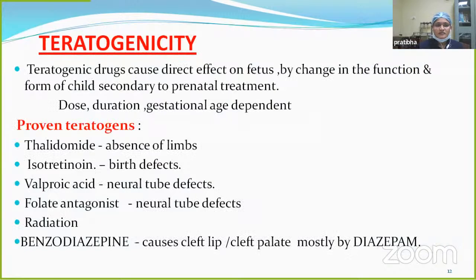Coming to teratogenicity, teratogenic drugs cause a direct effect on the fetus, changing its development secondary to prenatal treatment. This depends upon the dose, duration, and gestational age. The proven teratogens are thalidomide, which leads to the absence of limbs; retinoic acid, which leads to birth defects; anticonvulsants, which cause neural tube defects; folate antagonists, which also cause neural tube defects; and radiation.